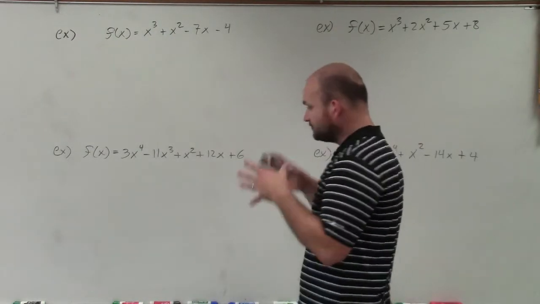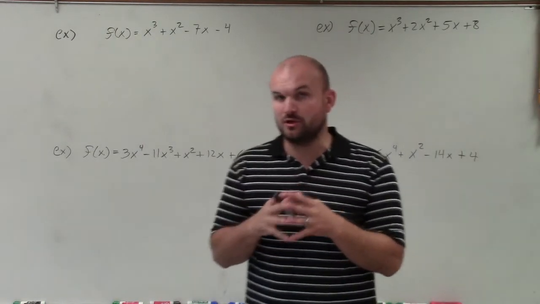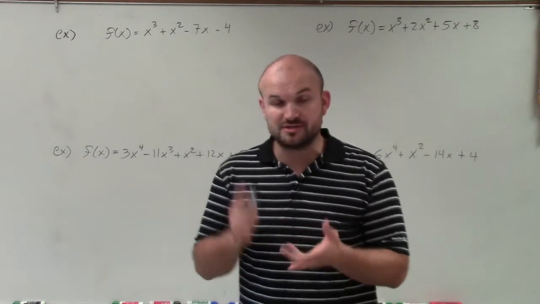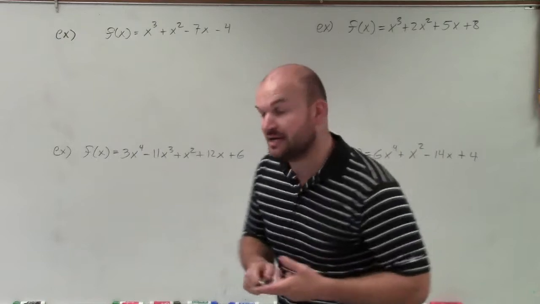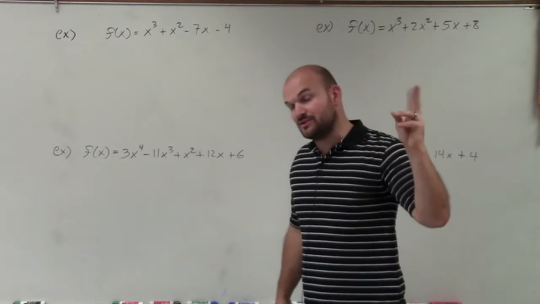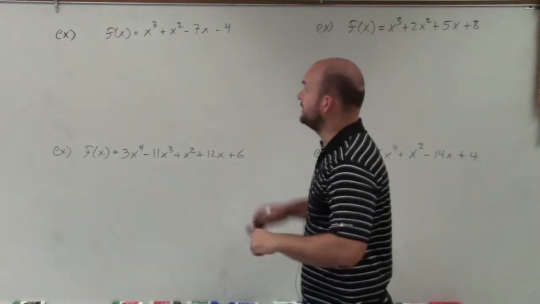Anyways, remember, not all zeros are going to be rational. We could have irrational real zeros, and we could also have imaginary zeros. So these are just going to be the rational zeros. But there are two other kinds of zeros that we'll get into later.